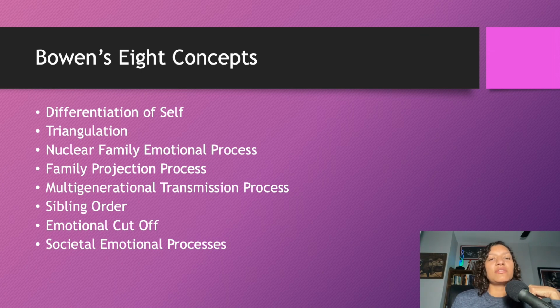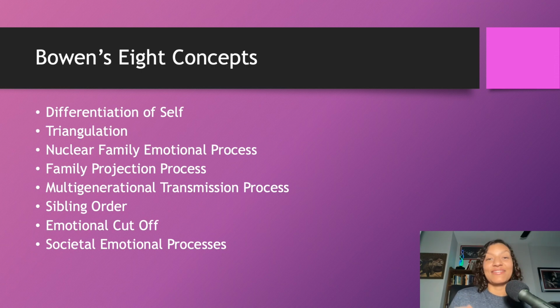Triangulation: this is the process that occurs when a third person is introduced into a dyad, a dyad being a two-person relationship, to either balance excessive intimacy, conflict, or distance, or to provide some type of stability. So an example of this, you probably did this when you were a child, or if you have children, you've probably experienced your children doing this to you.